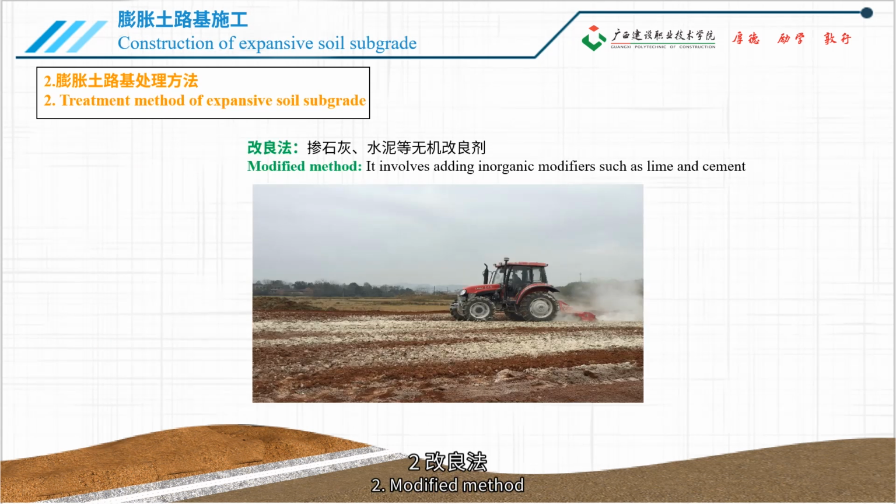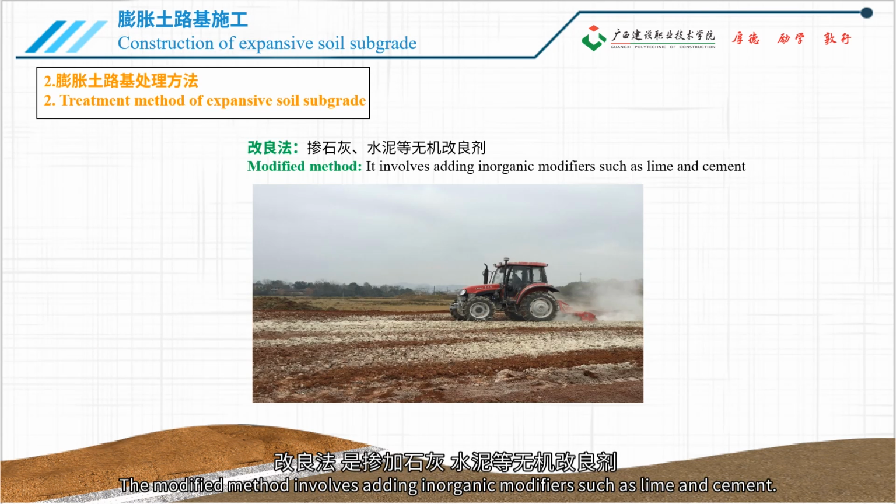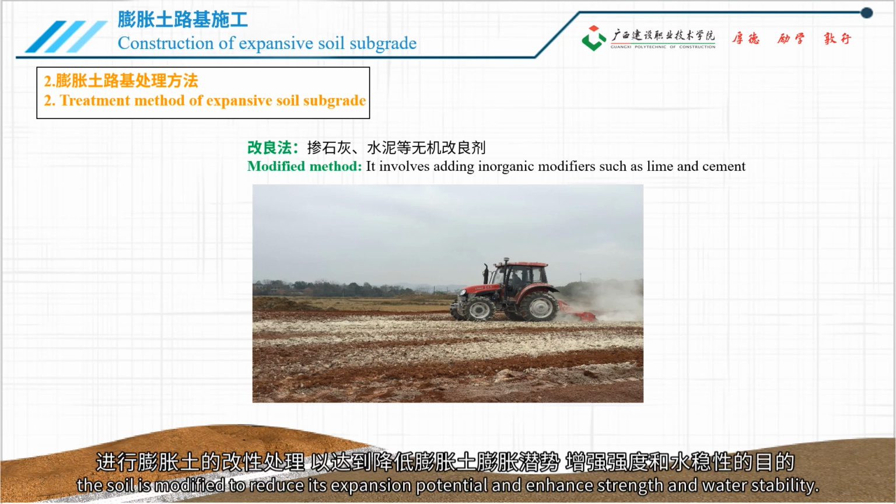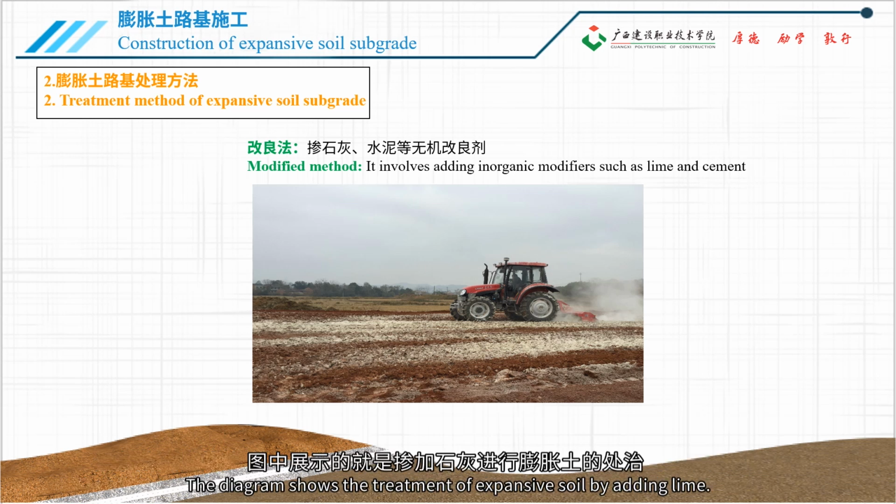2. Modified method. The modified method involves adding inorganic modifiers such as lime and cement. Through physical and chemical interactions with expansive soil, the soil is modified to reduce its expansion potential and enhance strength and water stability. The diagram shows the treatment of expansive soil by adding lime.